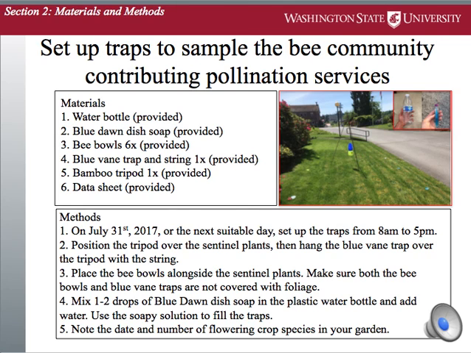I will also be providing for you Blue Dawn dish soap, bee bowls, which are these small fluorescent bowls that are used to trap bees that are flying close to the ground, a blue vane trap and string, a bamboo tripod, and then also you'll be needing your data sheet, which is going to be attached as an additional document.